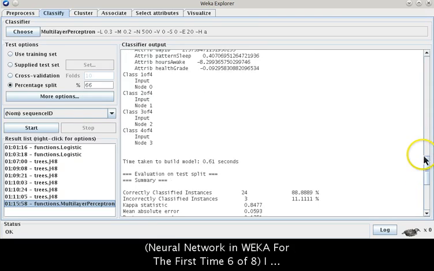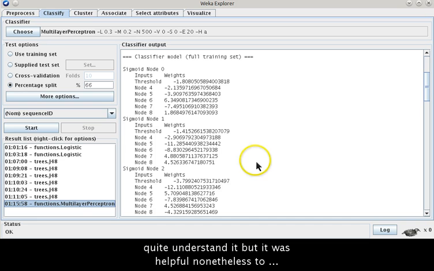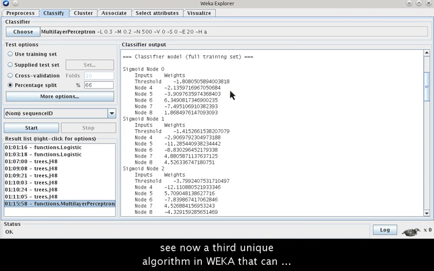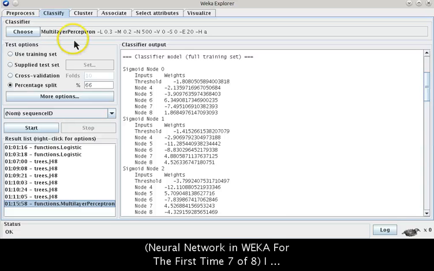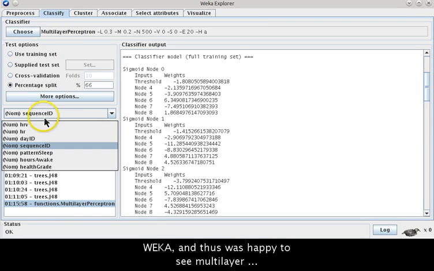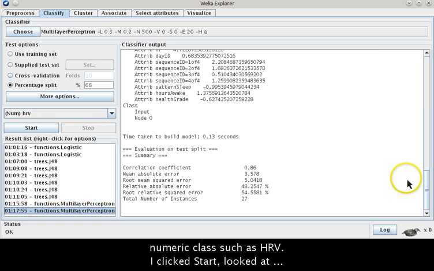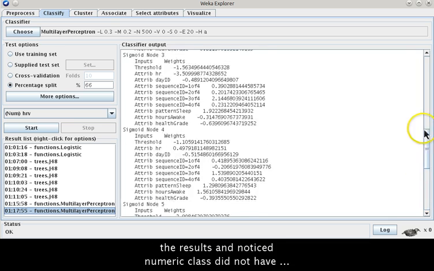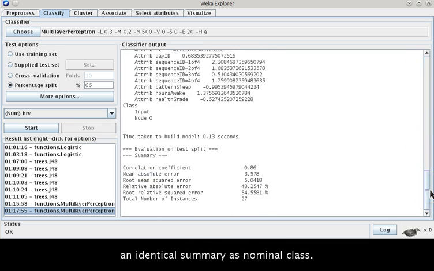I looked up the model that it built and didn't quite understand it, but it was helpful nonetheless to see now a third unique algorithm in Weka that can be used for data analysis. I was just trying to get initial experience with Weka, and thus was happy to see multi-layer Perceptron, a neural network algorithm that can handle a numeric class such as HRV. I clicked Start, looked at the results, and noticed numeric class did not have an identical summary as nominal class.